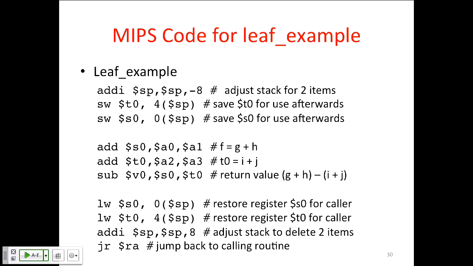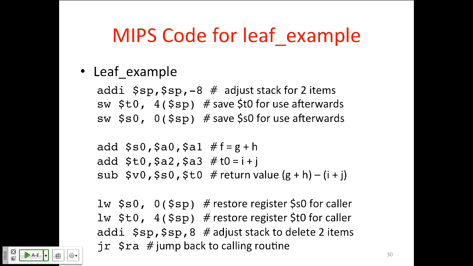So I'm done with the computation now. And now I just have to patch things up to return. So I patch things up by reading the old values from memory, from these locations on the stack. I then put the stack pointer back, just add 8 to it. I subtracted 8 at the beginning, I add 8 at the end. So the stack pointer ends up back where it came from, right? And then I do a jump register, return address, to go back to the calling routine, right?